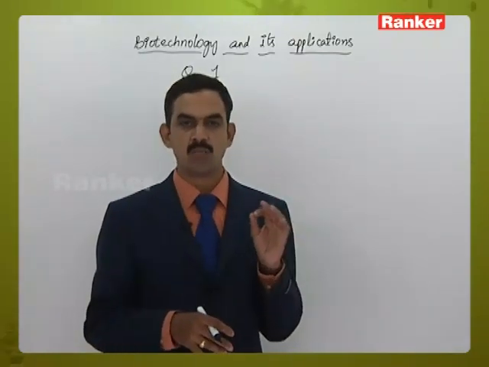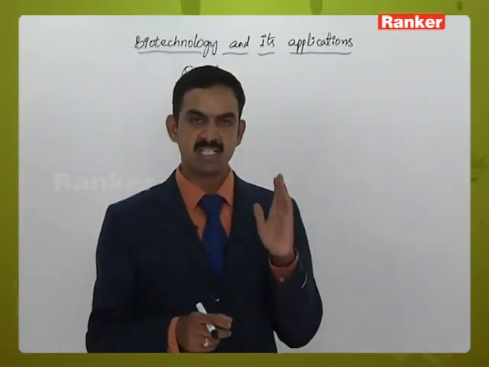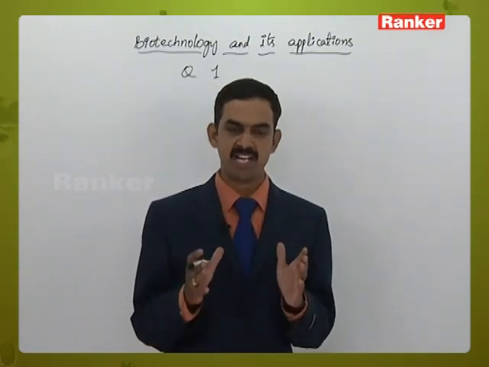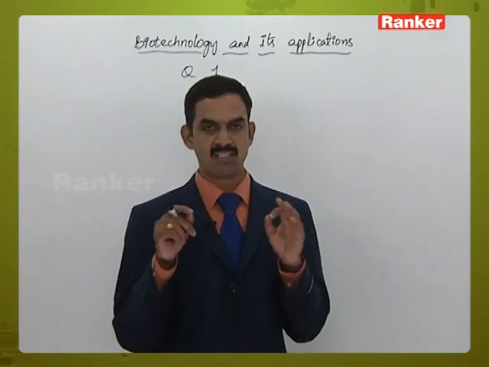Already we said that Norman E. Borlaug is a scientist who produced that dwarf variety of wheat, which is a high yielding variety. He is called the father of green revolution, but he is not concerned to India.